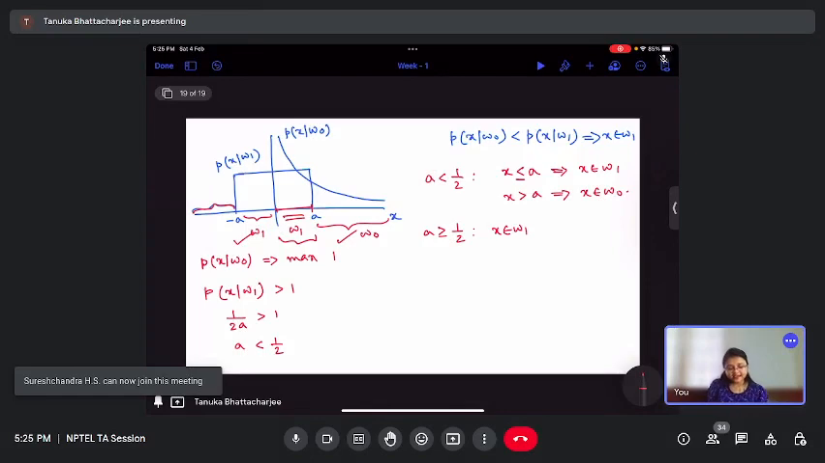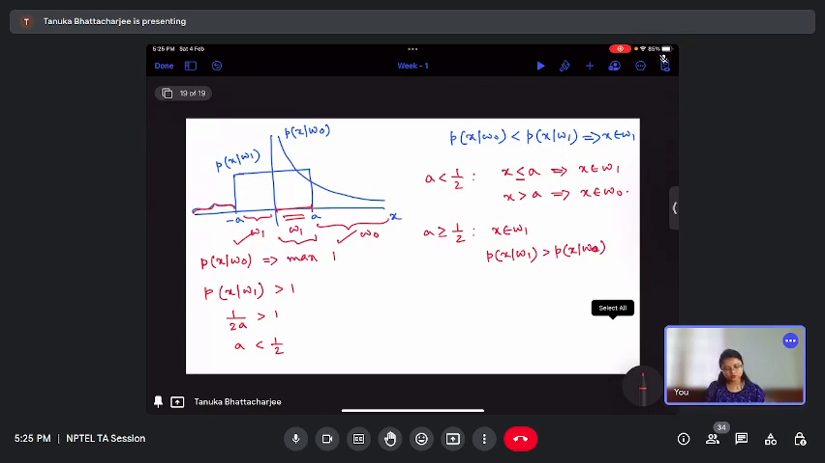decision if your probability of x given omega 1 is greater than probability of x given omega 0. Now, if you put the expressions, because in this region that we are concerned with, both are defined. So, you can simply put the expressions. Omega 1 is 1 by 2a, that should be greater than e to the power minus x, if you want to go with this decision that x is an element of omega 1.